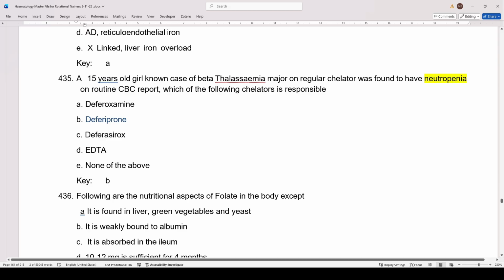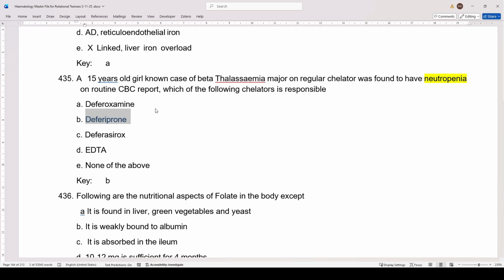Next is a 15 years old girl, known case of beta thalassemia major on regular chelator, who was found to have neutropenia on routine CBC report. Which of the following chelators is responsible for that? These three are chelators of iron. So the option here is deferiprone. Just remember, deferiprone, prone to cytopenias, prone to neutropenia. So neutropenia is associated with deferiprone.